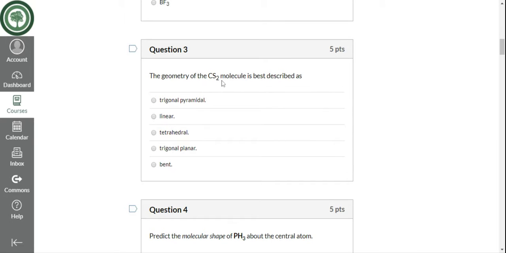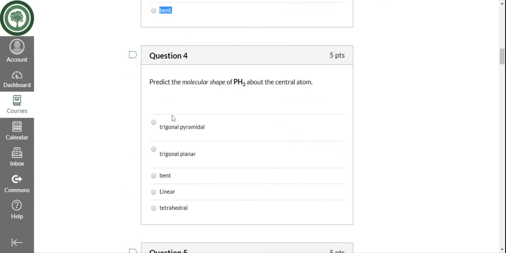What's the geometry for CS2? So if you were to work out the Lewis structure, you would find that there's a carbon in the middle, and it's double bonded to 1 sulfur on the right, 1 sulfur on the left, with, again, both double bonds. The important thing is it's bonded to 2 separate atoms. So that means it has to be either linear or bent, but it lacks any non-bonding pairs. So it is not bent. It spreads out 180 degrees, and that is linear.